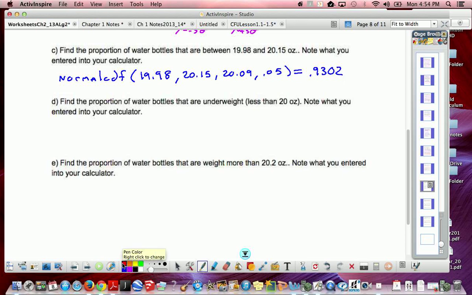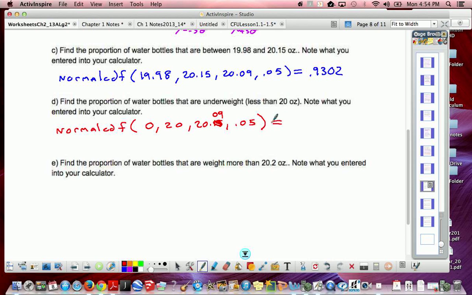Letter D, same process. We want to find the proportion of water bottles that are underweight, less than 20 ounces. So basically, how many bottles are we selling that are less than what we advertise? So, we can go from 0 to 20. 20.09 was our mean, and my standard deviation was 0.05.